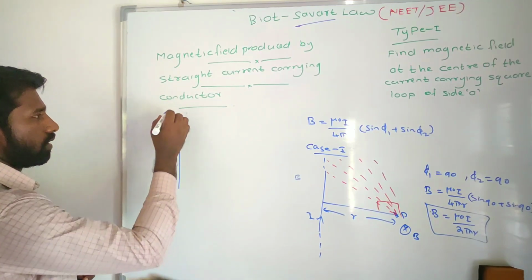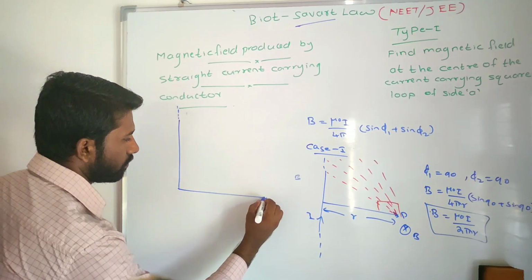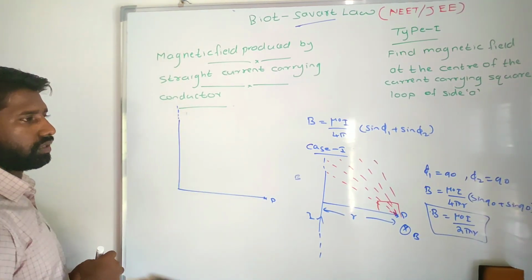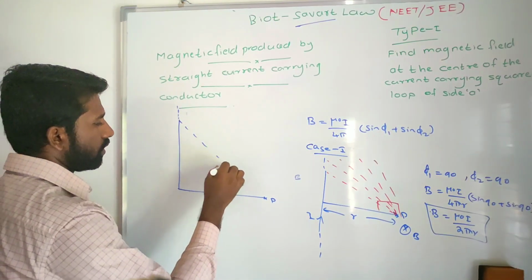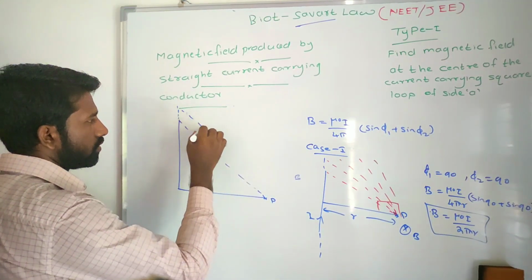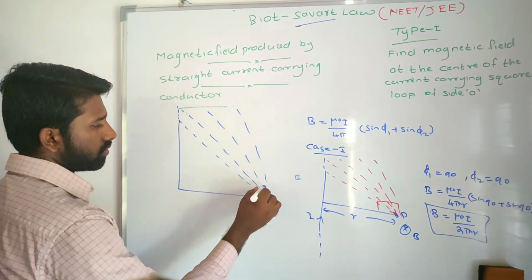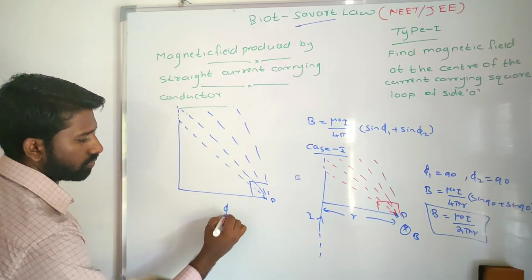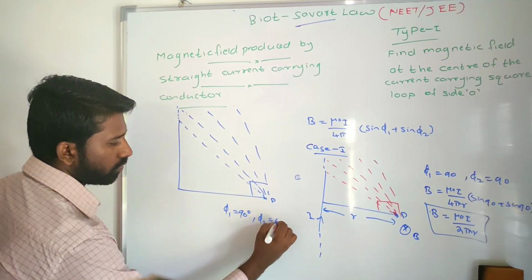This is a current carrying conductor. One end is infinitely long, but the point P is like this with the other end. So what about the angle? Here this angle increases, and again it increases, and again it increases, so this angle becomes 90. What about this angle? This angle is 0. So phi 1 is 90 degrees. What about phi 2? Phi 2 is 0.